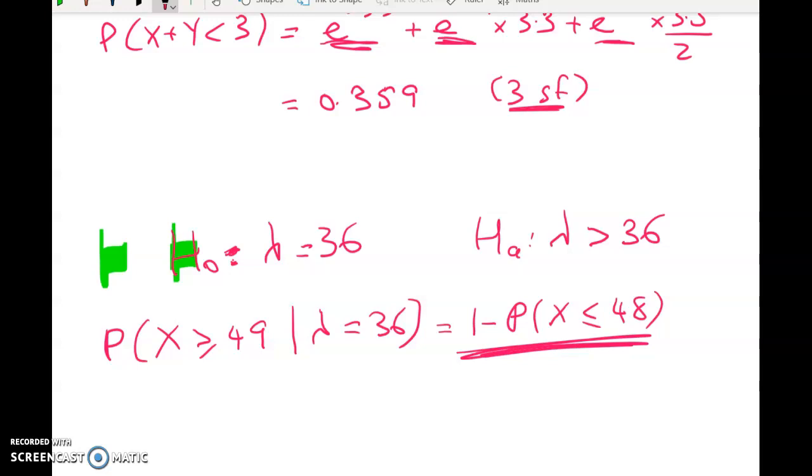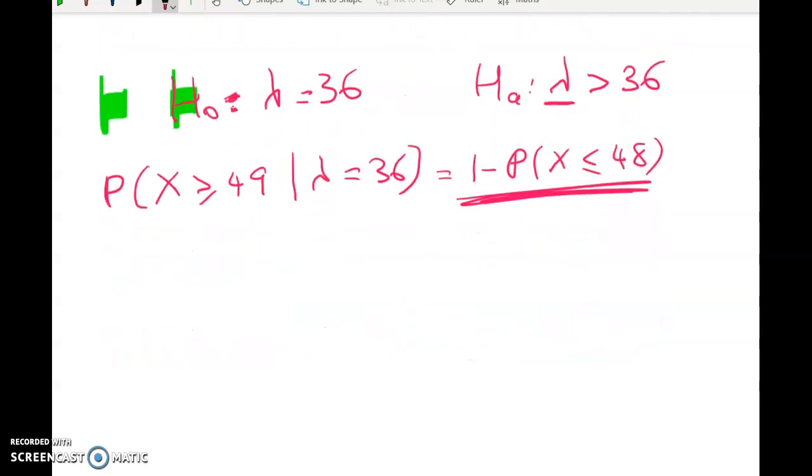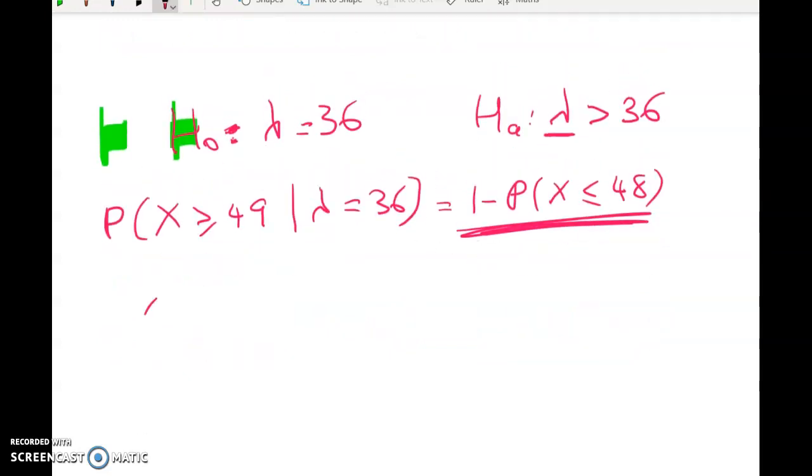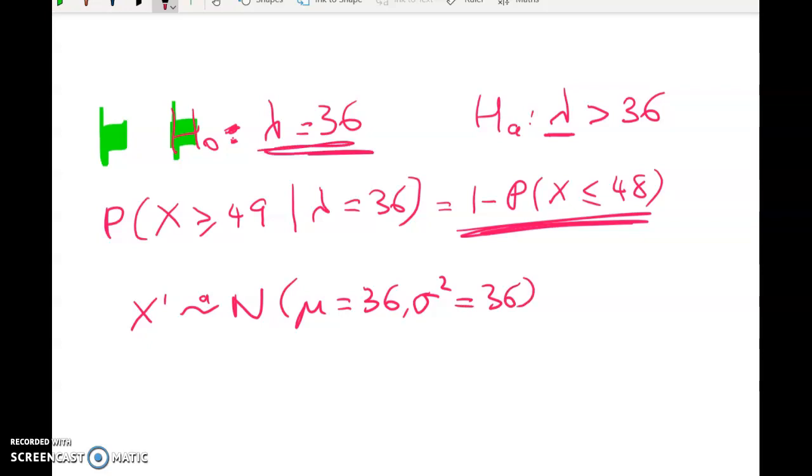So you should pretty quickly have realized that you need to use the normal approximation to the Poisson here. And we can do that because we've got lambda being big enough. Okay, so we're going to use the normal approximation, and we're going to say that X dash is approximately normal, and it's going to have a mean of lambda, and it's going to have a variance of lambda. And that lambda is lambda assuming that the null hypothesis is still true.